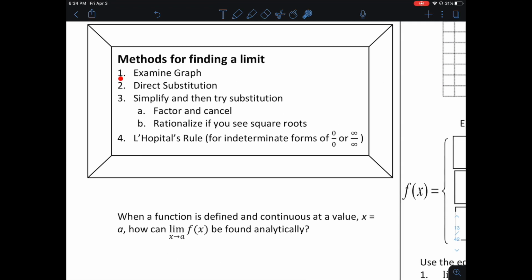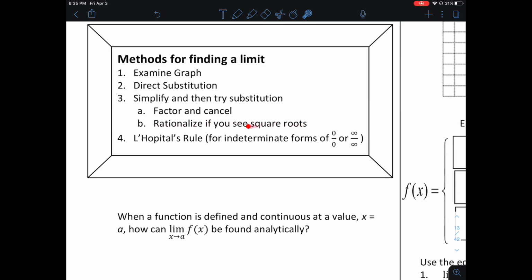Methods for finding limits. Method 1, examine the graph. That's usually the easiest thing to do. 2, direct substitution. That's generally super easy as well, almost as easy as looking at a graph. If 1 isn't an option and 2 isn't an option, then option 3 perhaps, simplify and then try substitution. Simplifying usually means factoring and then canceling out common factors. When that happens, there is a hole. And that's why direct substitution wouldn't work, because there was a hole in the graph and when you substitute in, it just falls right through.